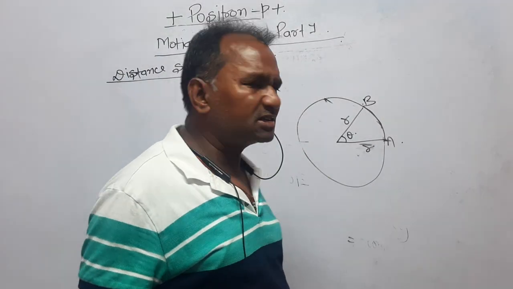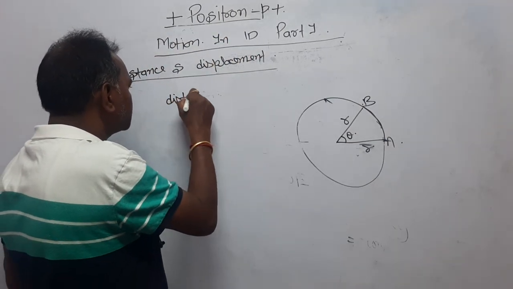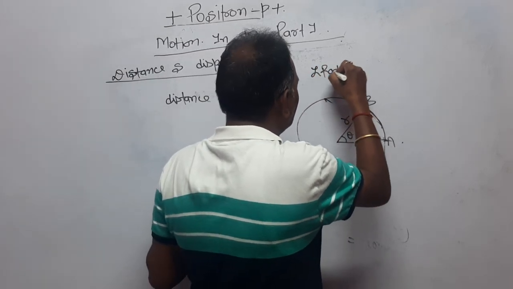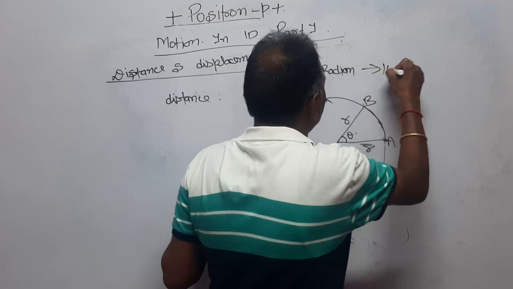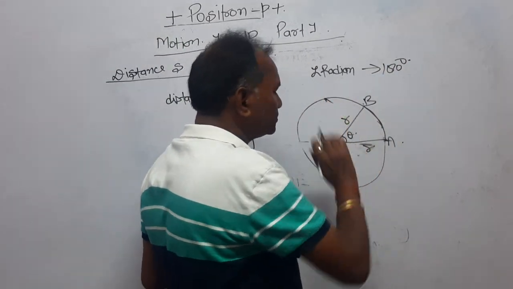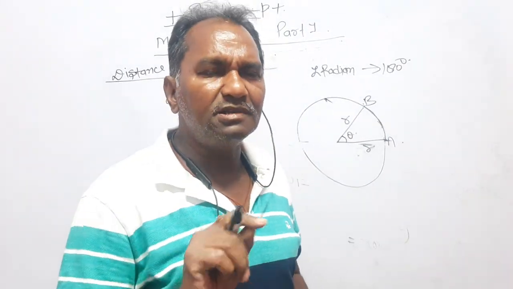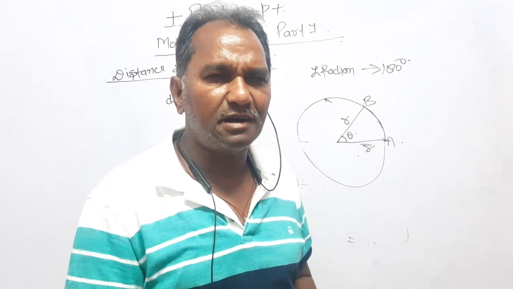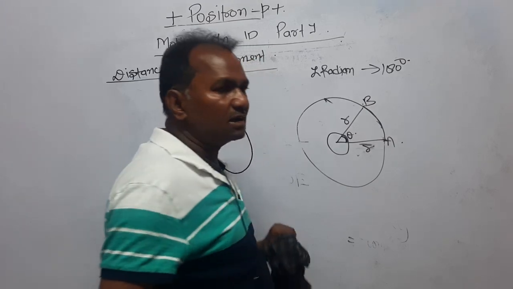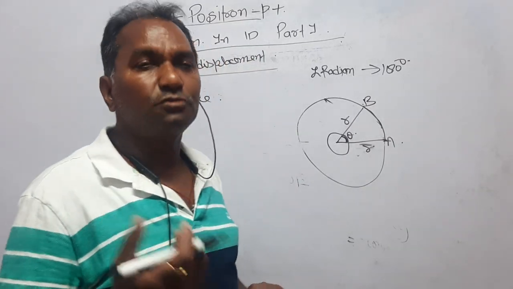Dear students, in this case, what will be the distance covered? Distance will be, you know, pi radian is 180 degree. Now dear students, in one cycle, that is 2 pi r distance traveled, right? That is the perimeter. And in the meantime, the angle sustained at the center, the total angle, is 360 degree, right?